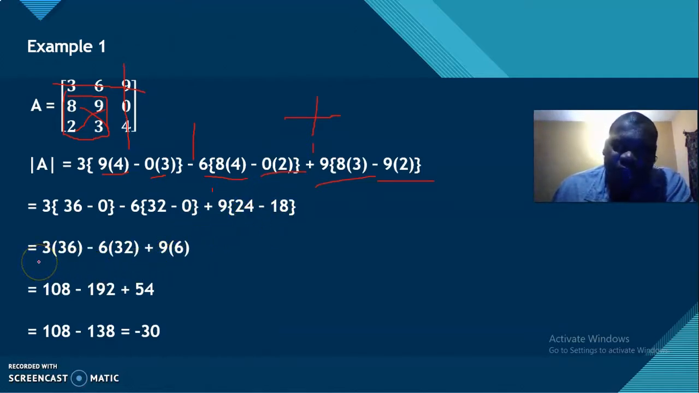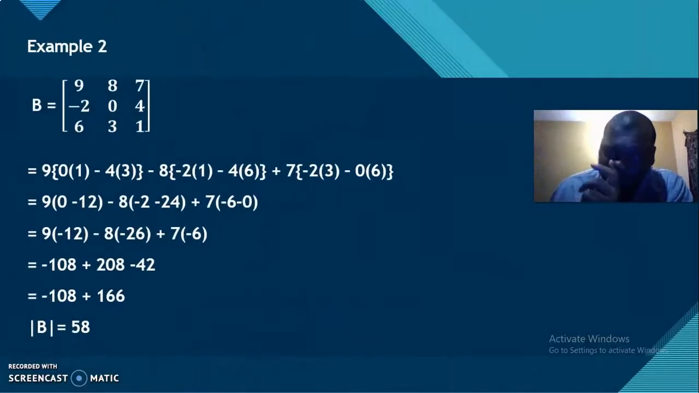So 3 times 36 gives us 108, minus 6 times 32 gives us 192, plus 9 times 6 gives us 54. So 108 minus 192 plus 54 gives us minus 138. So 108 minus 138 gives us minus 30. So this is the determinant. Let's look at example 2.